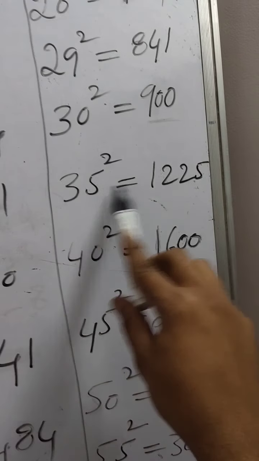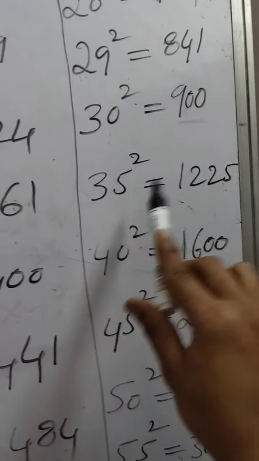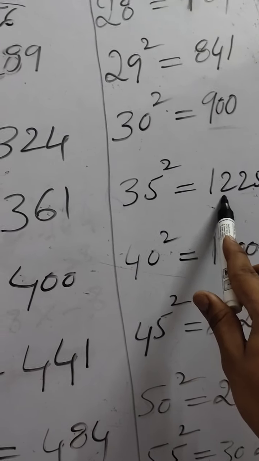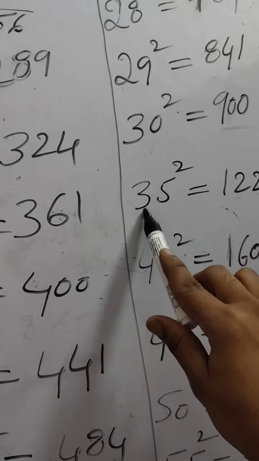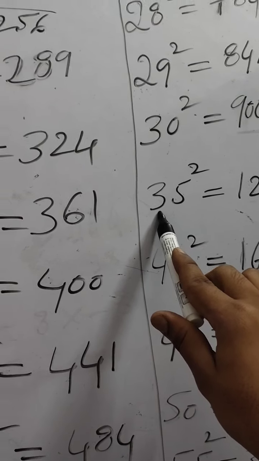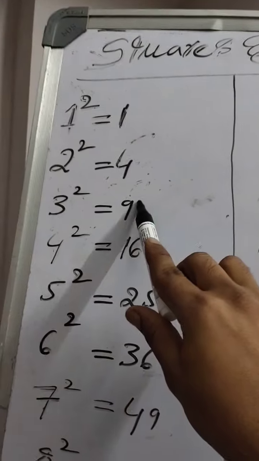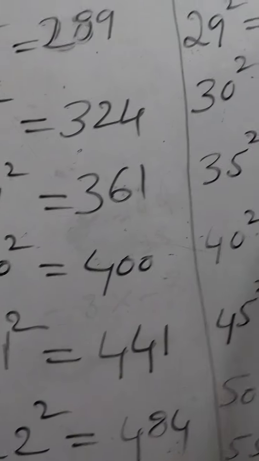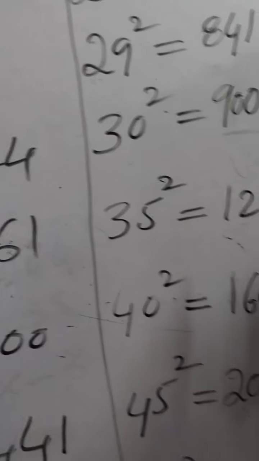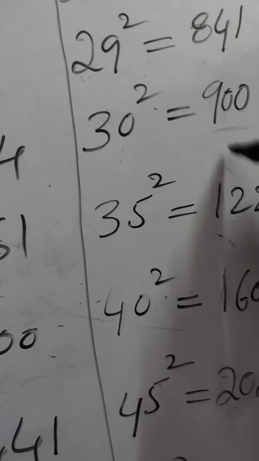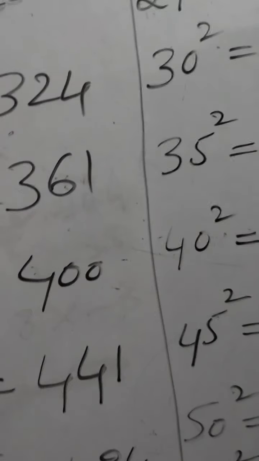35 square means 5 5 is 25. Keep this 25 aside. Then this 12: how will it come? 3 square plus 3. 3 square means 9, so 9 plus 3 is 12. So like that it will come. 3 square plus 3 is 12.